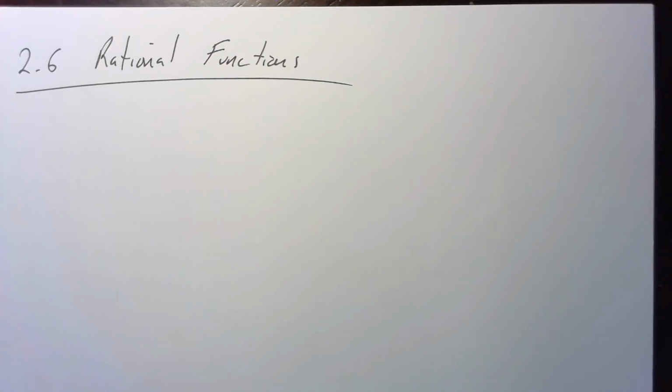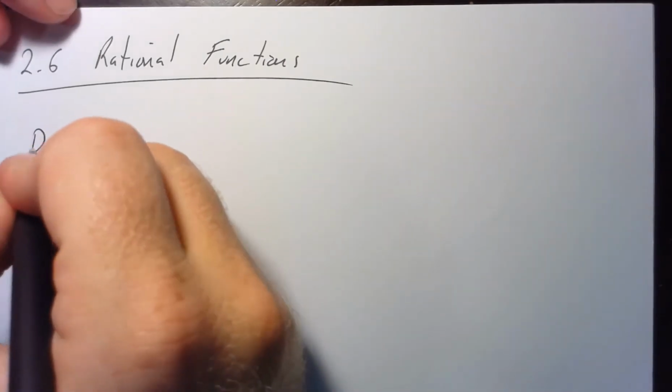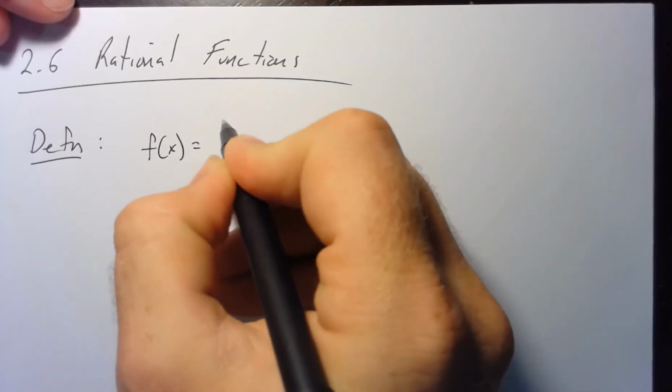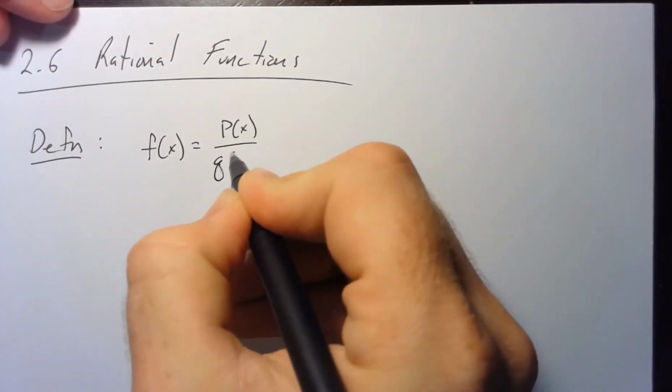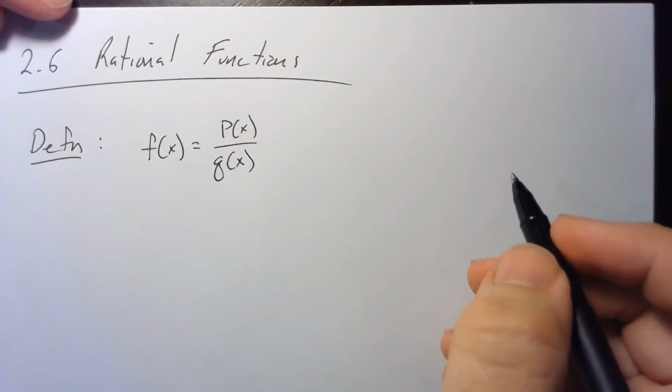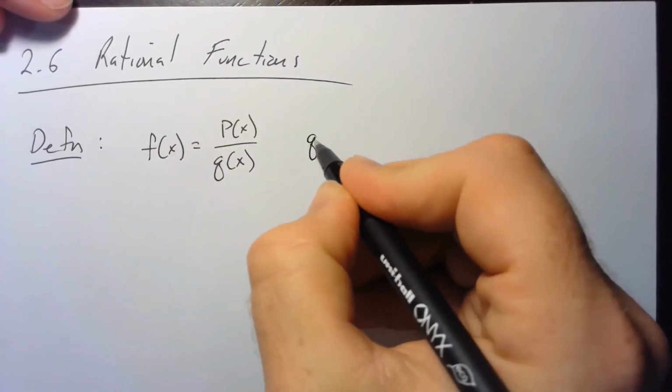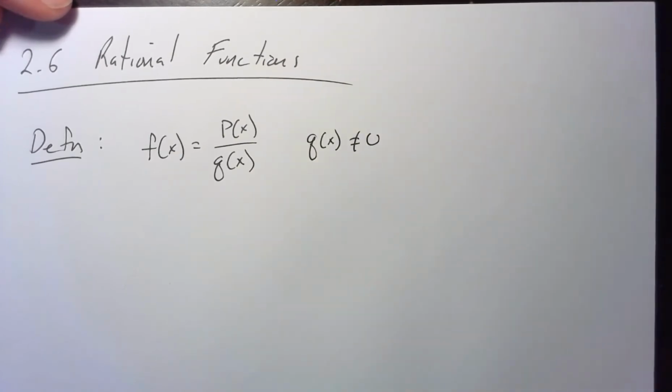In this video, we're looking at the definition and the domain of rational functions. The definition of a rational function is specifically a function such that f of x is equal to some polynomial p of x divided by another polynomial q of x. Another statement that is absolutely necessary in terms of the definition of a rational function is that q of x will never be equal to 0.